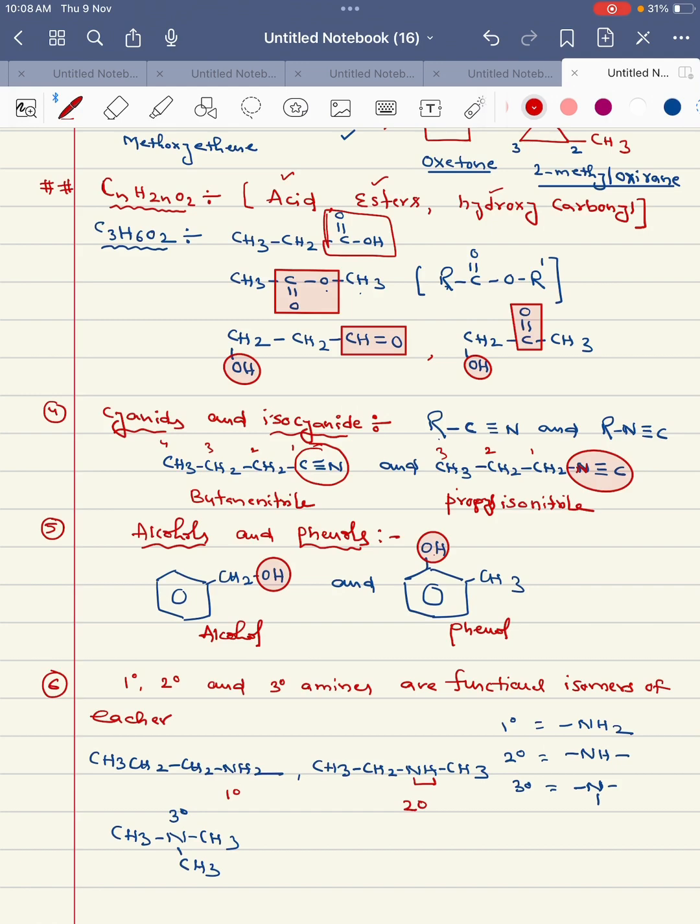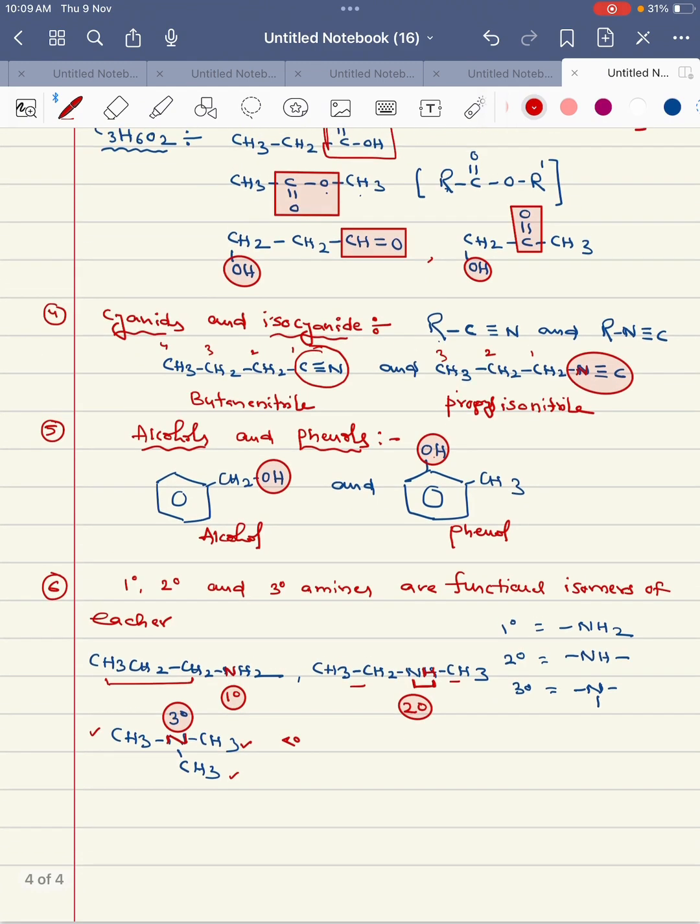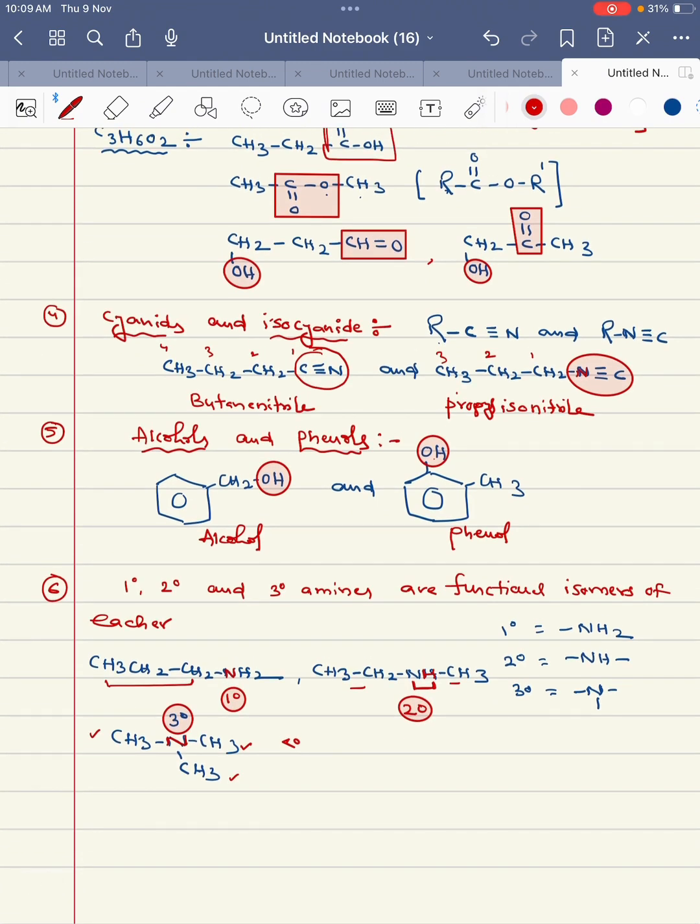So my dear students, in a 1 degree amine, the functional group NH2 is attached to only one alkyl group. In a 2 degree amine, the NH group is attached to two alkyl groups. Around the nitrogen here, how many alkyl groups are there? 3 alkyl groups are there, so it is called a 3 degree amine. So 1 degree, 2 degree, 3 degree amines are functional isomers of each other.